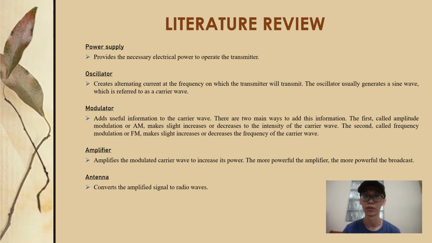So the third one is modulator. It adds useful information to the carrier wave. There are two main ways to add this information. The first, called amplitude modulation, or AM, makes slight increase or decrease in the intensity of the carrier wave. The second one, called frequency modulation, or FM, makes a slight increase or decrease in the frequency of the carrier wave.